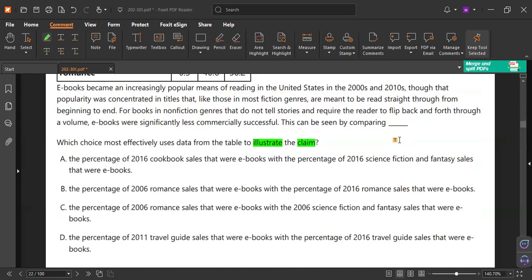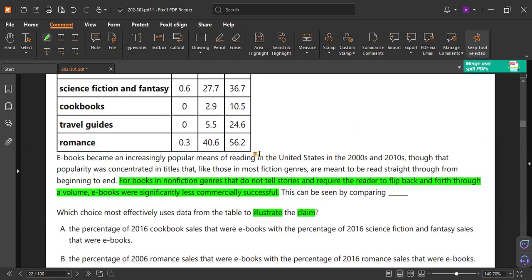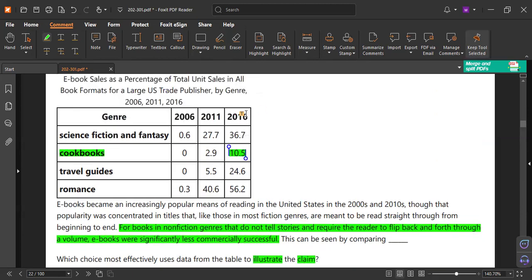Let me help you. Number one, illustrate the claim. What is the claim? In the last sentence. So he said, for books in non-fiction genres that do not tell stories, of course, and require the reader to enforce or write, ebooks were significantly less commercially successful. So what is the non-fiction here? Here, fiction, no. Fiction, no. Fiction, no. So non-fiction, it's cookbooks. So this is one. So which one here is non-successful?